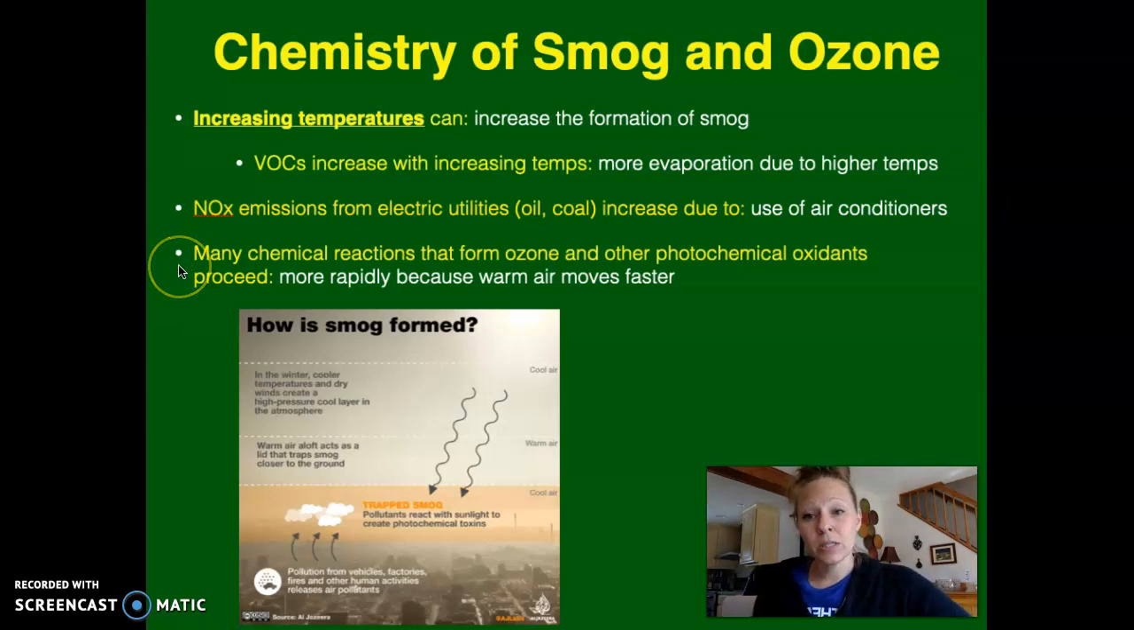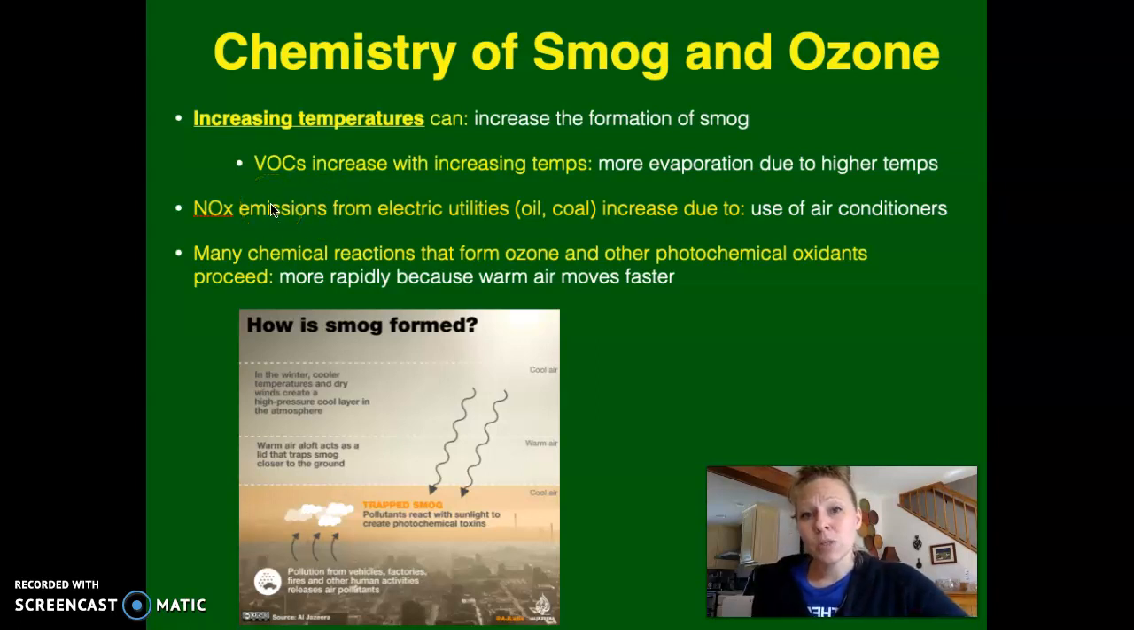Another variable in smog is temperature. As you increase the temperature, a few things happen. You're going to evaporate more VOCs, because there's more sunlight, there's more energy. It's going to increase the amount of chemicals that are going to evaporate and interact with this smog.